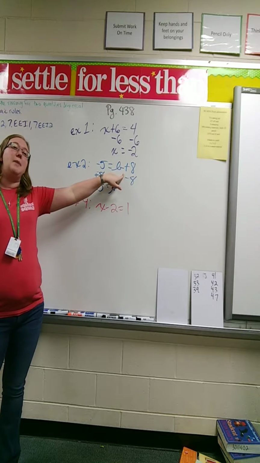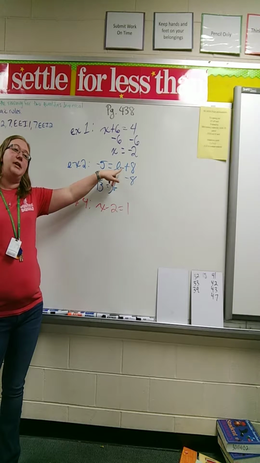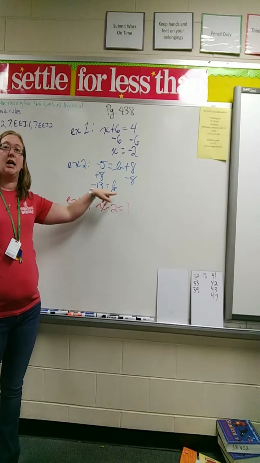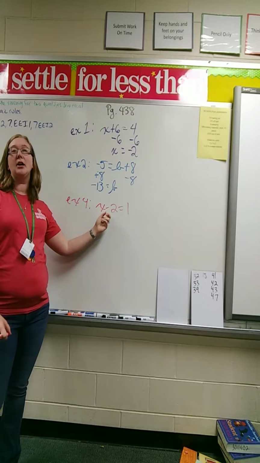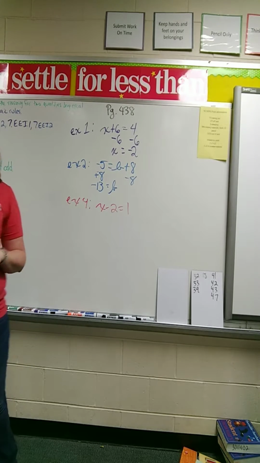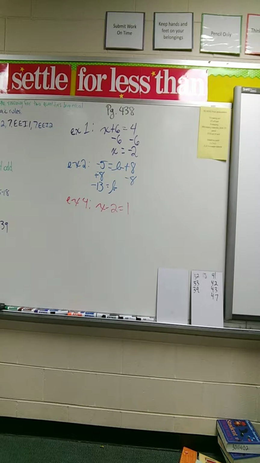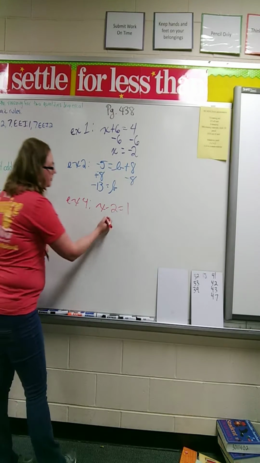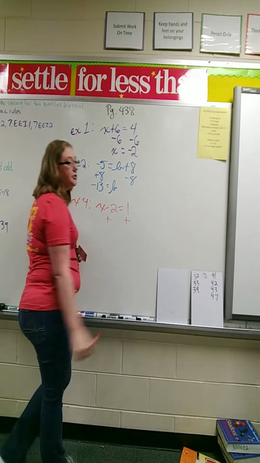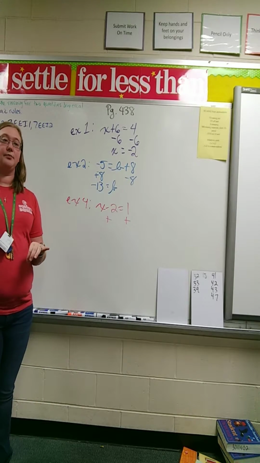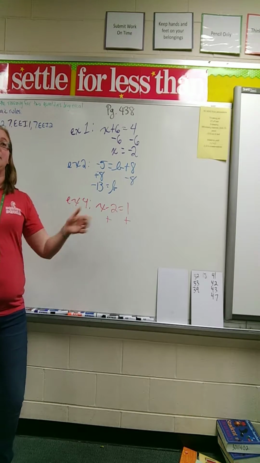Here, to get the variable by itself, we started out with addition. We did the opposite, which is subtraction, to get to our answer. If I start with subtraction here, what am I going to do to get to 0? Add. Okay? So I know that I have to add to both sides. What I do to one side, I have to do to the other. That's what makes it equal, okay?